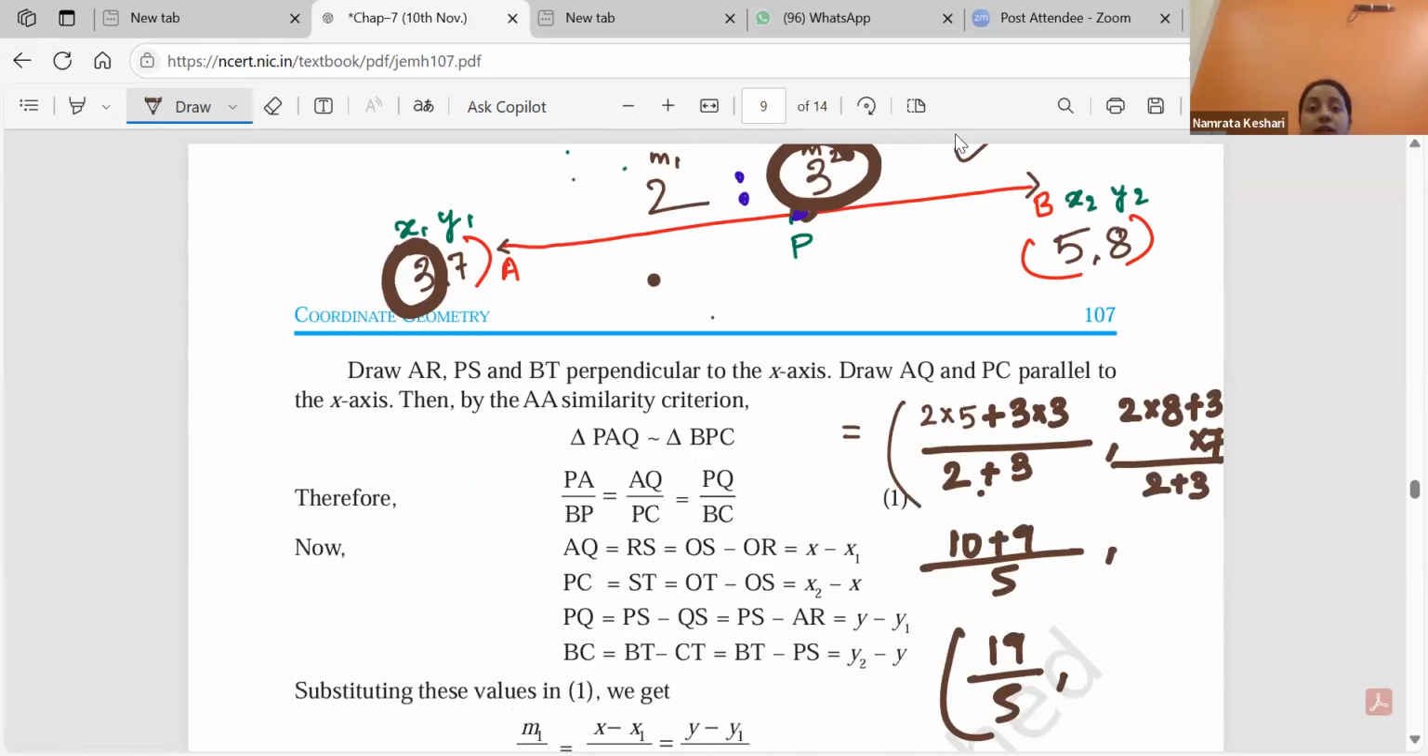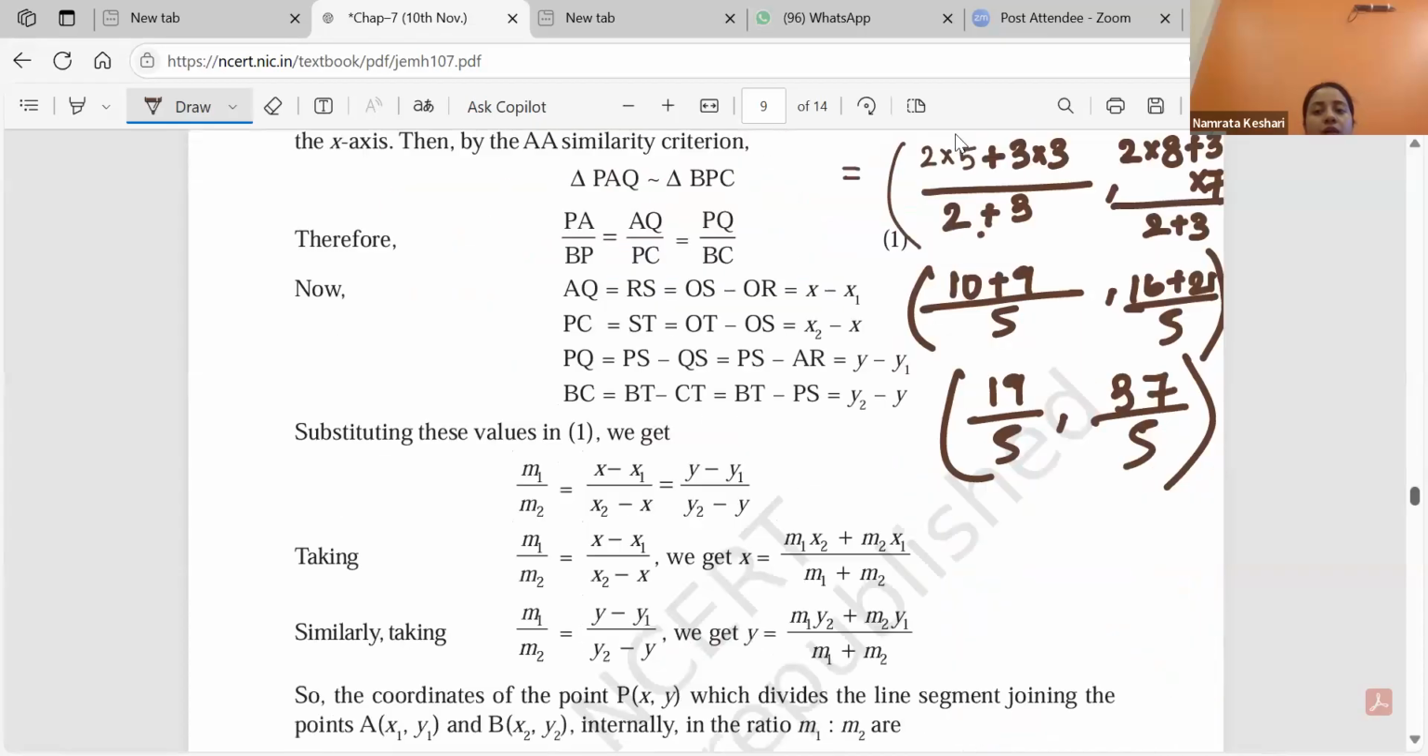This will give you just the y coordinate. That means 8 twos are 16, plus 7 threes are 21, over 5. That means 16 plus 21 is 37, so 37 by 5. This is the coordinate. We can keep the coordinate in fractional form also. Is it clear how we are getting the coordinate of a point P by using the section formula? Is it clear? Yes, ma'am. Is it clear to all of you?